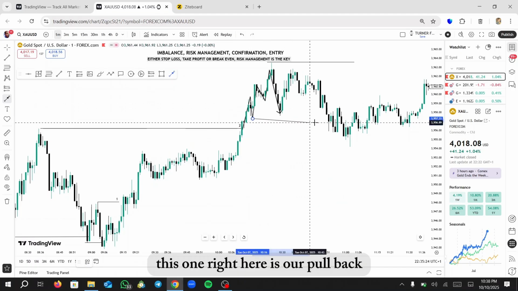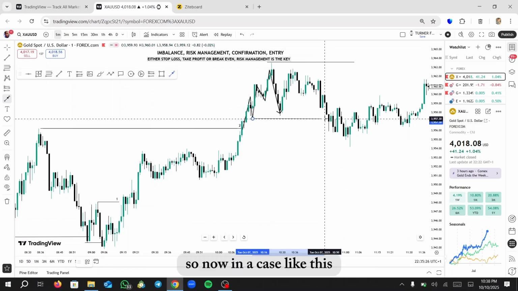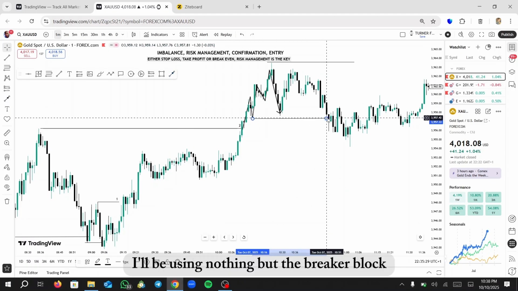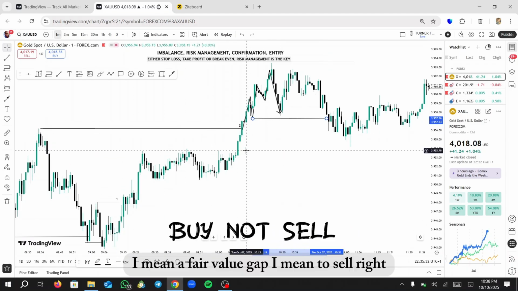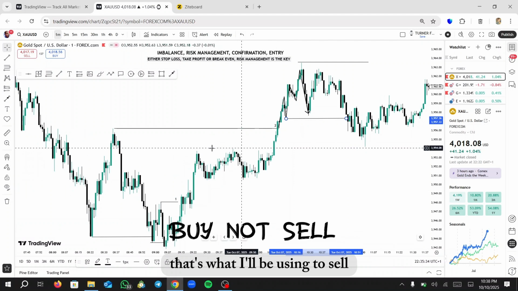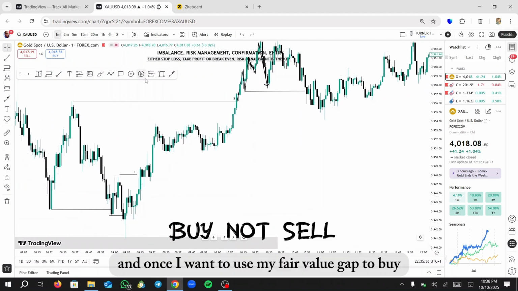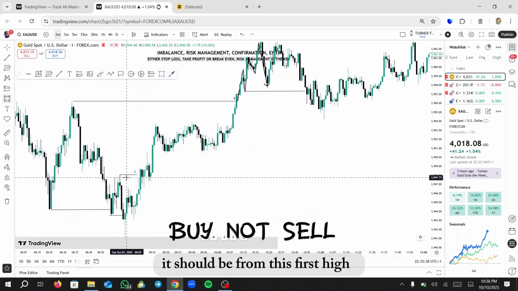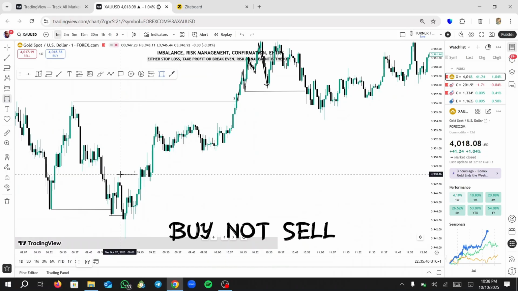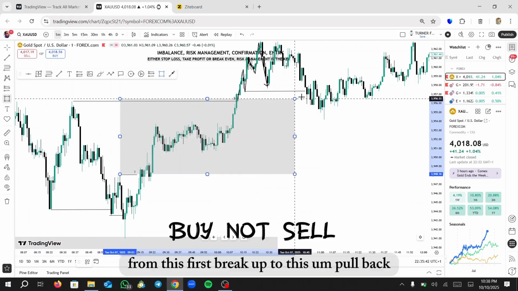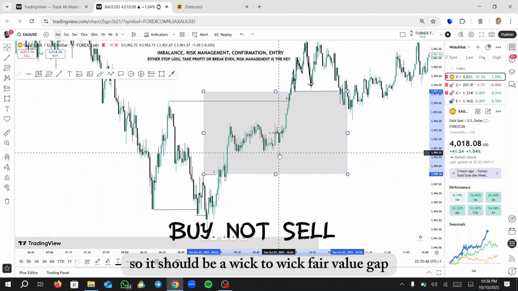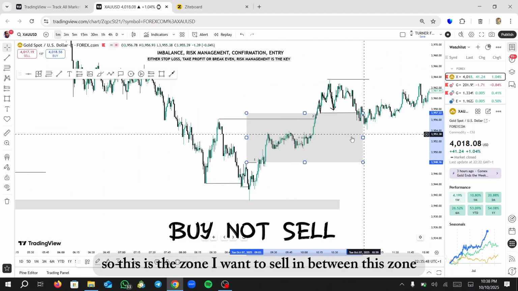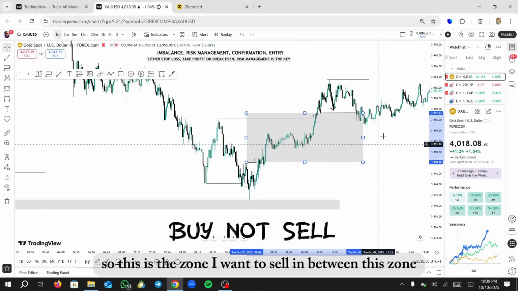This one right here is our pullback. Now in a case like this, I'll be using nothing but the fair value gap to sell. That's what I'll be using to sell. And once I want to use my fair value gap to sell, it will be from this first high, from this first break up to this pullback. So this is the zone. I want to sell in between this zone.